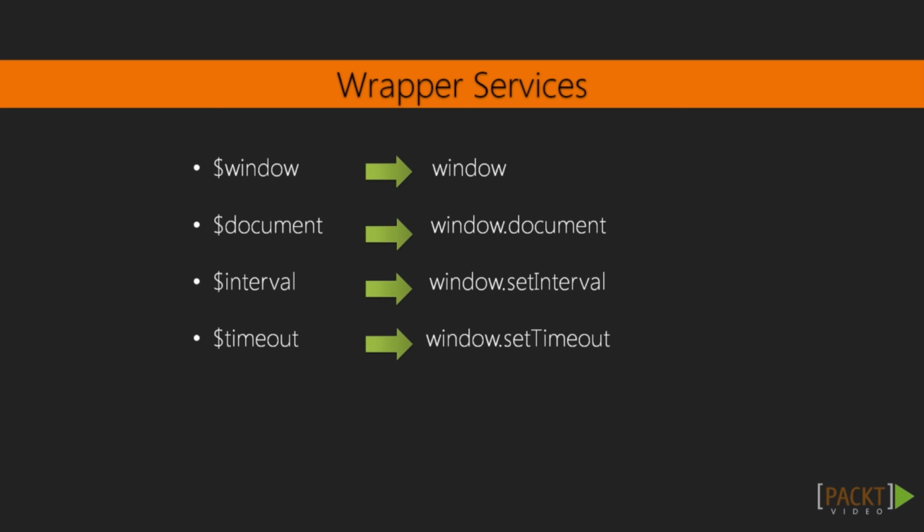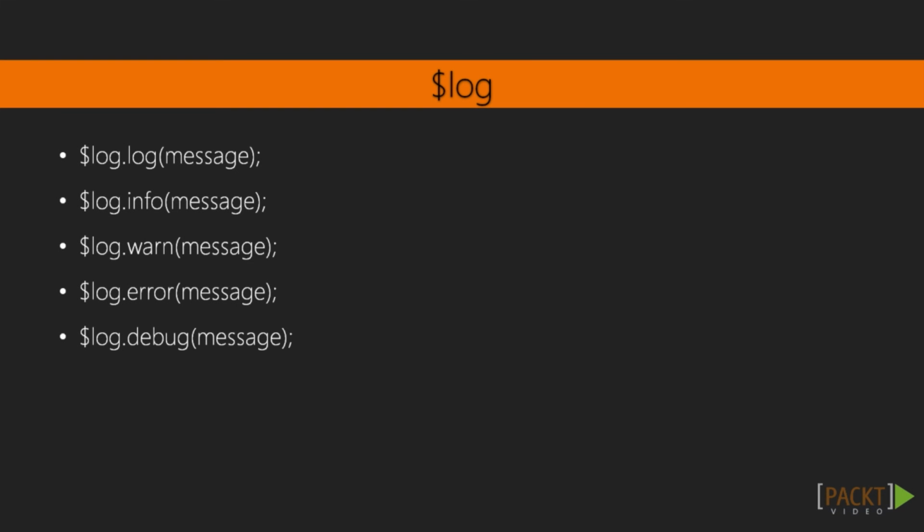Finally, one more service that is worth mentioning is the $log service. This one is a simple service for console logging. The default implementation safely writes the message into the browser's console if present. The nature of the message will depend on which method you choose to use from the message types available. It can be a simple log message, an information message, a warning message, an error message, or a debug message.